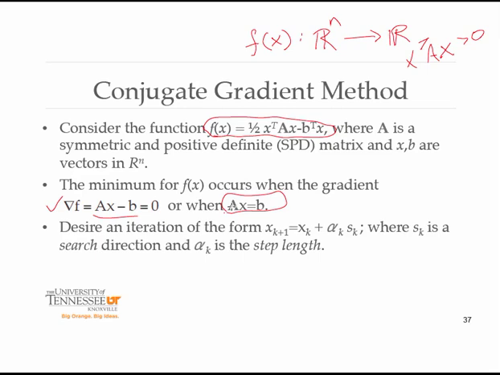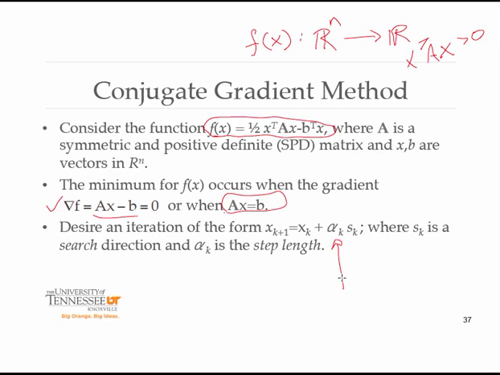But in the process, we're minimizing this function, and how we get to that minimum will actually get us to the linear solution of Ax = b. So what we want is an iterative form like we've had before, but the particular iterative form we want now looks like this.